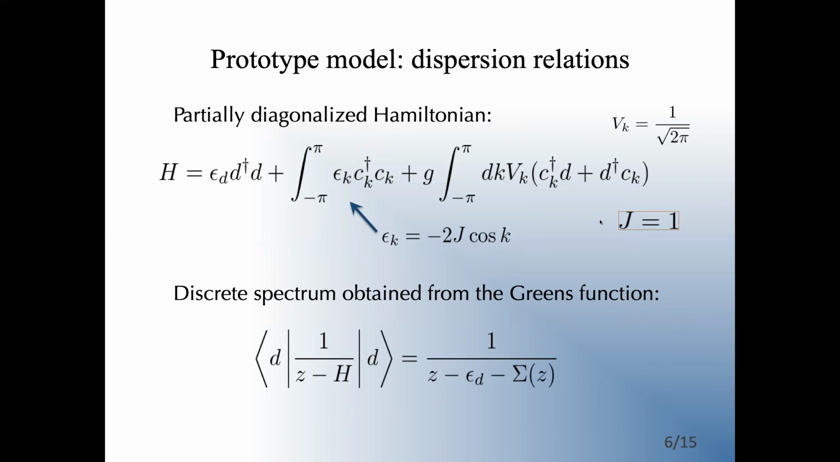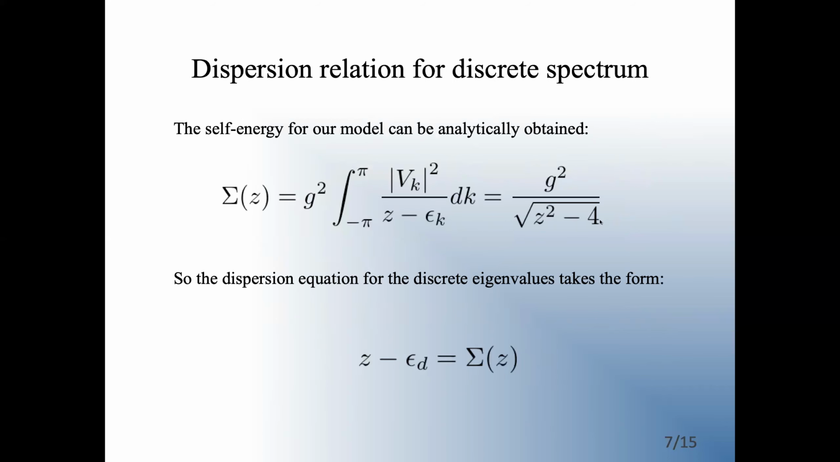Then the discrete spectrum from this model can be obtained from the poles of the Green's function, in which sigma z is the usual self-energy function, which for this simple model can be analytically obtained in this form. And then the dispersion equation for the discrete eigenvalues takes this form, in which, in the self-energy, we notice that the Van Hove singularities that I mentioned previously appear in the denominator.